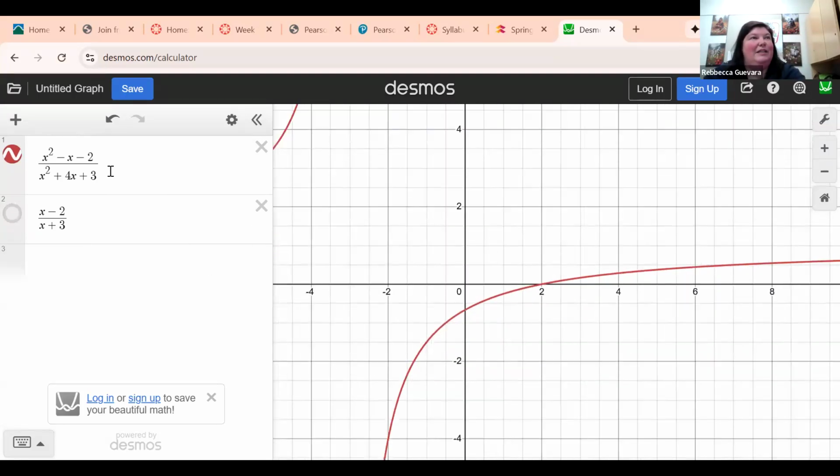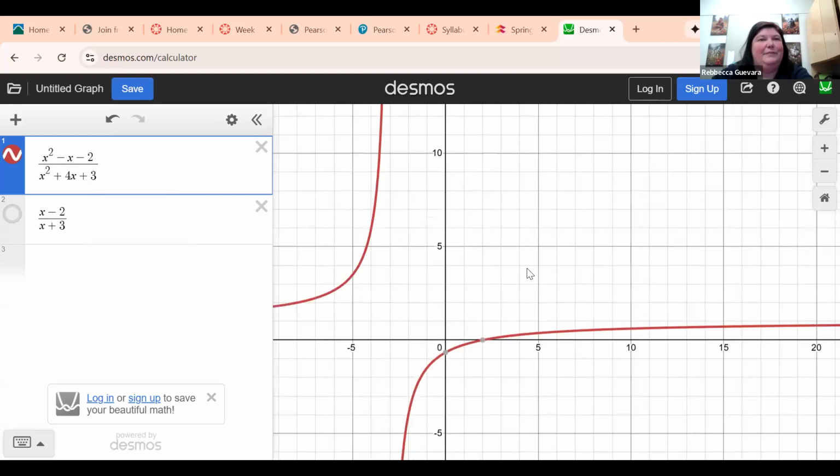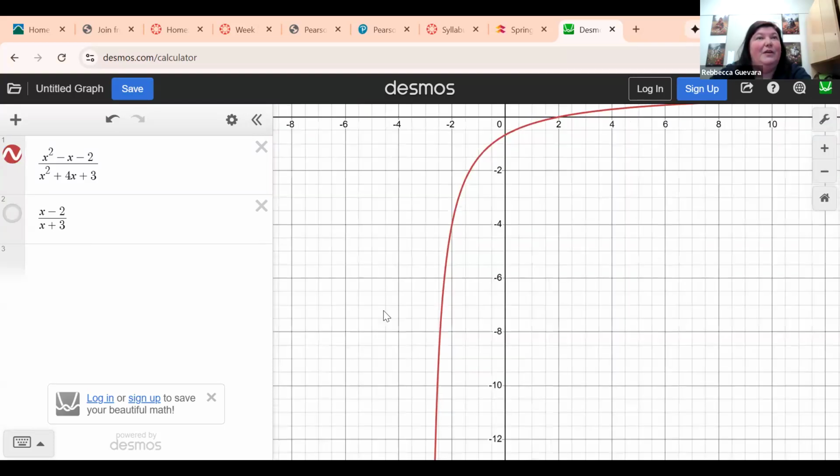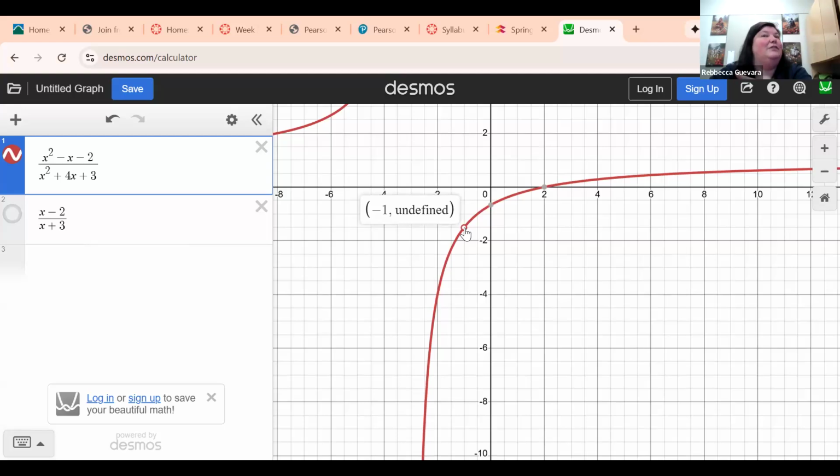Now remember, we said that this one was undefined at, trying to hit the spot. Oh, because I'm on the wrong side. Sorry, that was just me being a little dumb. So the red one, we said it was undefined at, there we go. It was -1, not +1. So at -1, it was undefined.